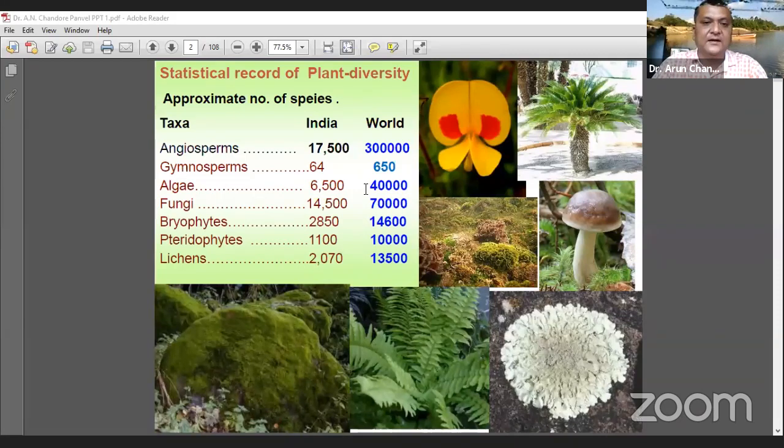Then algae with about 40,000 species, and in India about 6,500 species are reported. Then fungi with 17,000 species, and 14,500 species are reported from India, whereas bryophytes have 14,600 species and 2,850 species are reported from our country. Then pteridophytes with 10,000 species, and around 1,100 species are reported from India. And lichen, which we locally call dagad phool, has about 13,500 species, and about 2,000 species are reported from our country.